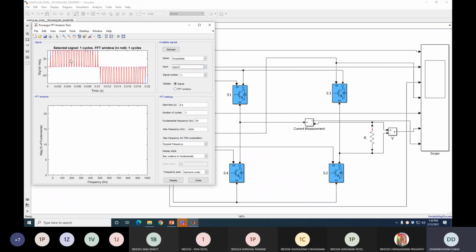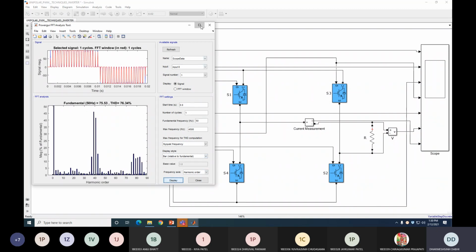So you get the output voltage of 1 cycle here, because here we select the number of cycles as 1, start time from 0, and the fundamental frequency is 50 Hz. And the maximum frequency I set is 4500 Hz, which means I can see the harmonics up to 4500 Hz. And here I want to show the harmonics in terms of a bar chart, by harmonic order. So click on display here, and let's see this.